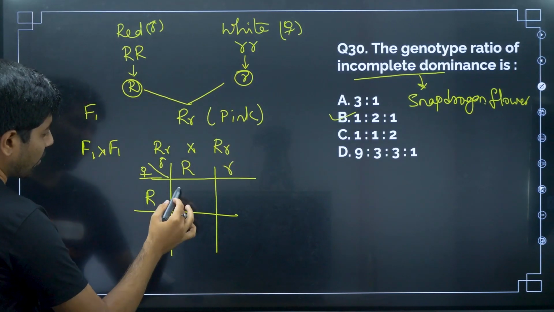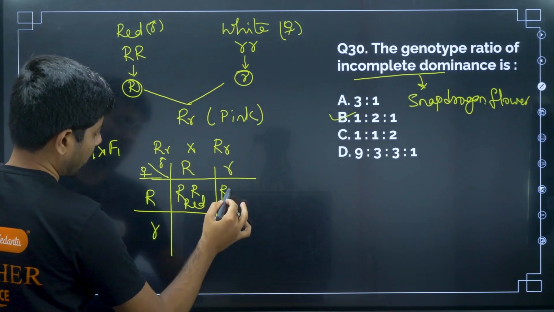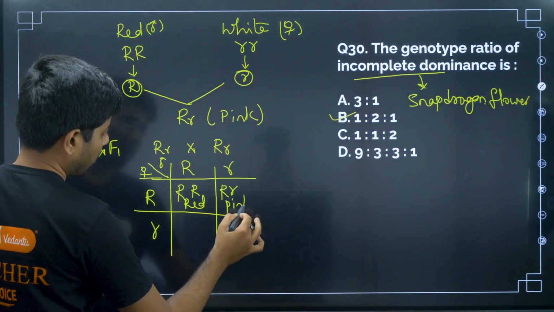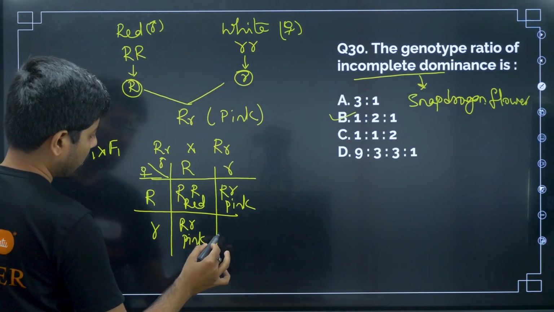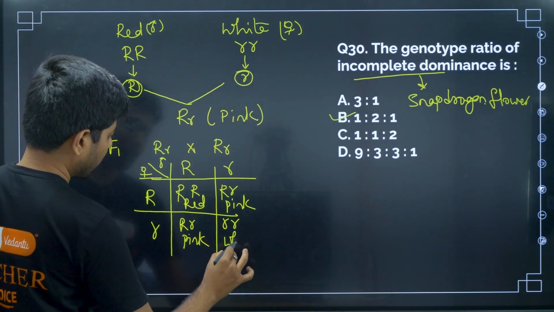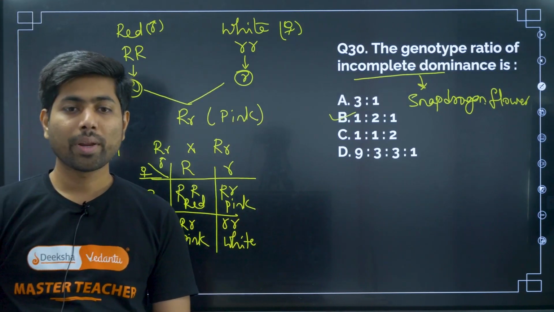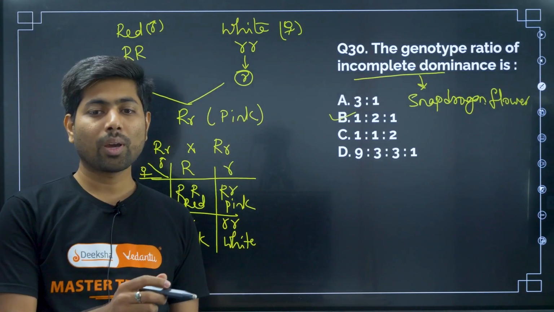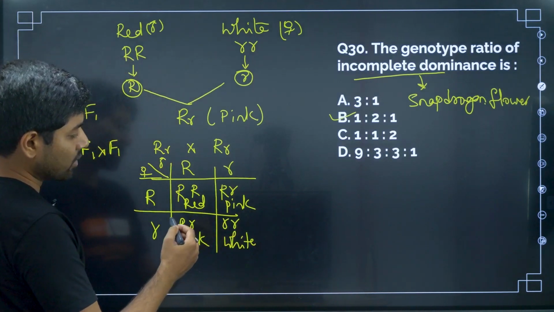Now what do you get? You get capital RR. What would this be? It would be red. Capital R small r, you get pink. Capital R small r, it is again pink. Small r and small r, this is white, right? The speciality of incomplete dominance is you get both genotypic and phenotypic ratio as same, right? The ratio of phenotypic and genotypic is same.